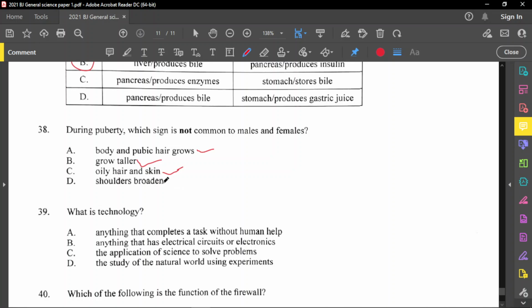All right, for shoulders broaden, that's only for males alone. That's only applicable to males. So we give males that characteristic alone.